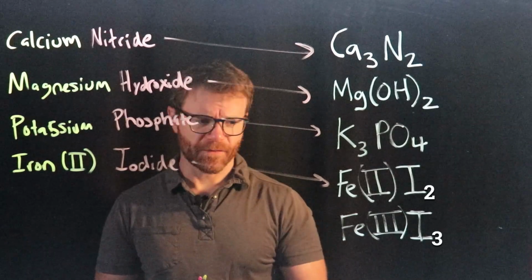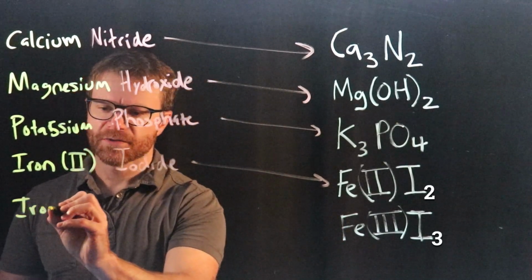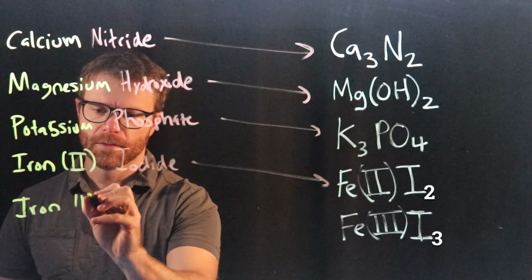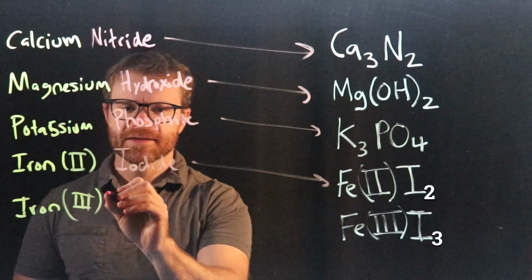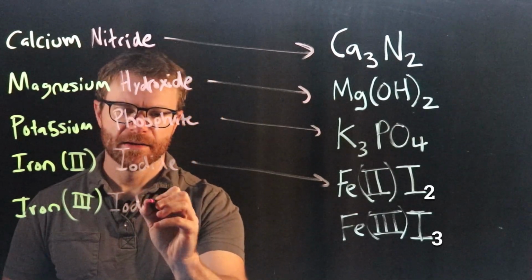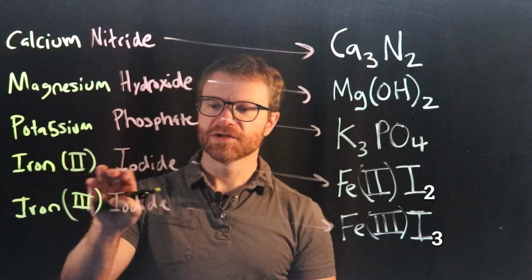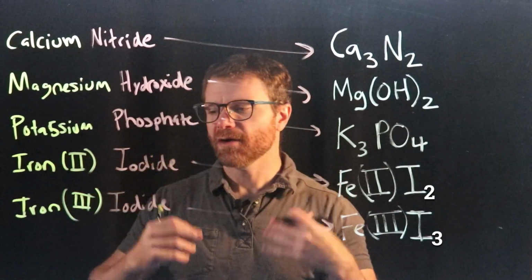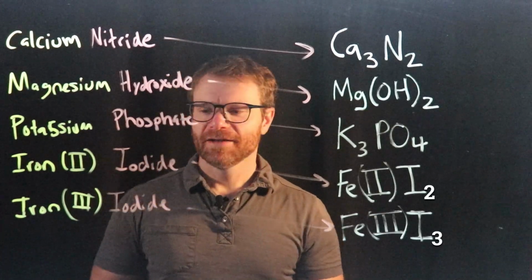Let's do this bottom one first. Here we've got iron 3 is our cation, so we just write that down. And then our anion is iodine, so instead of doing iodine, we do iodide. So the only difference between these two is, we'll call this iron 2 iodide. Notice how I say the 2 out loud. And this one I would call iron 3 iodide.